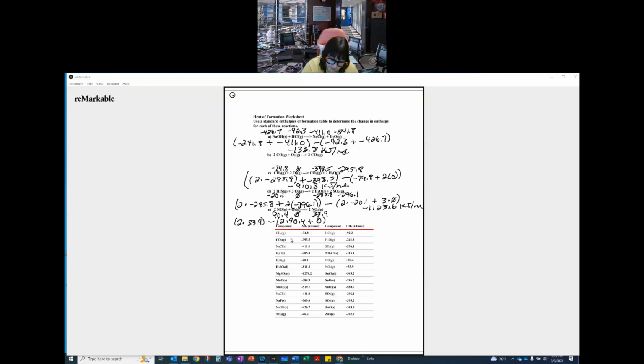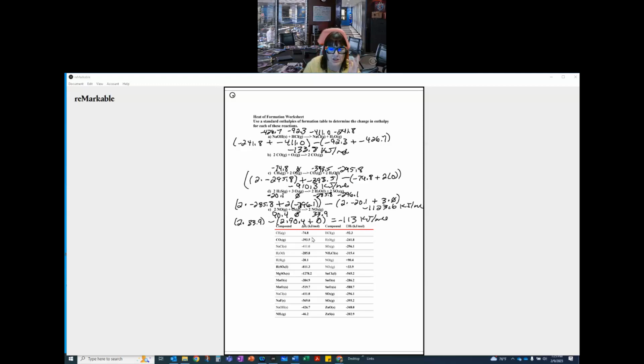That gives you negative 113. Now, CO gas is the one that I couldn't find. I see CO2, and there's O2. Don't see CO. So I don't know how to do this without the CO value.